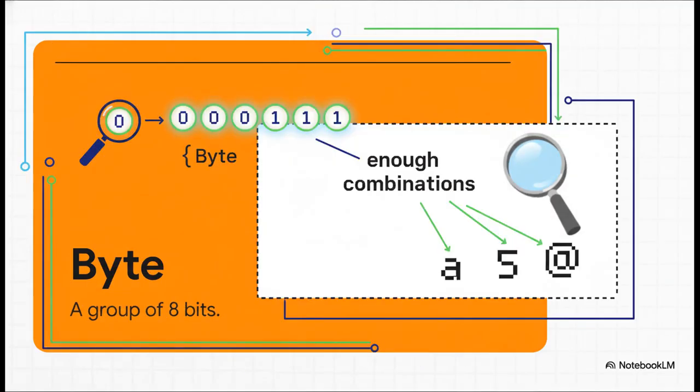A single bit is kind of useless on its own. It's like having just one letter of the alphabet. You can't really say much. So to make actual words, you need to group letters together. And in the computer world, that's exactly where the byte comes in. We take a group of 8 bits, and boom, we have a byte. And with those 8 bits, we can suddenly make 256 different combinations. That's more than enough to give a unique code to every letter, number, and punctuation mark we use.